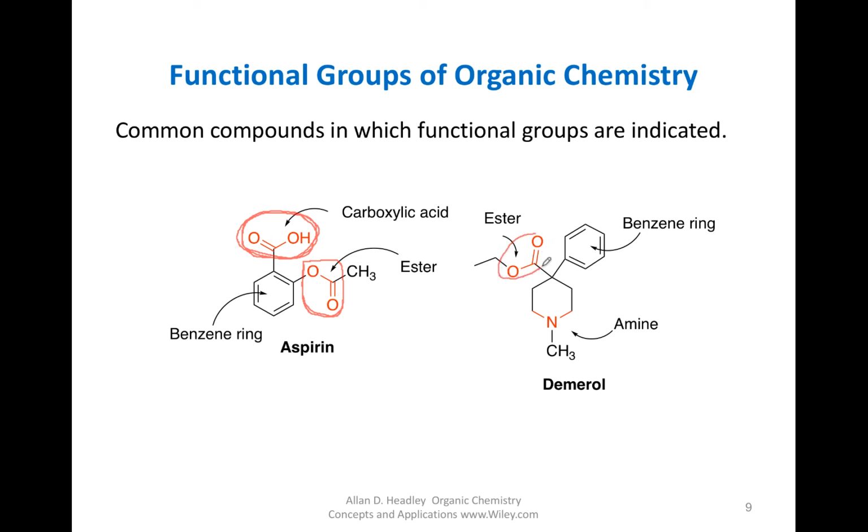Another ester over here. And here is an amine, because this nitrogen is bonded to one group and an alkyl group here and another alkyl group here, and that is the amine. Of course, this is the benzene ring. That is a molecule that will undergo different reactions that we'll see later on.